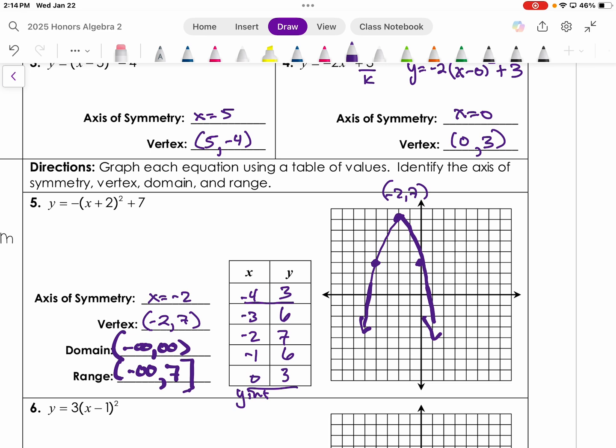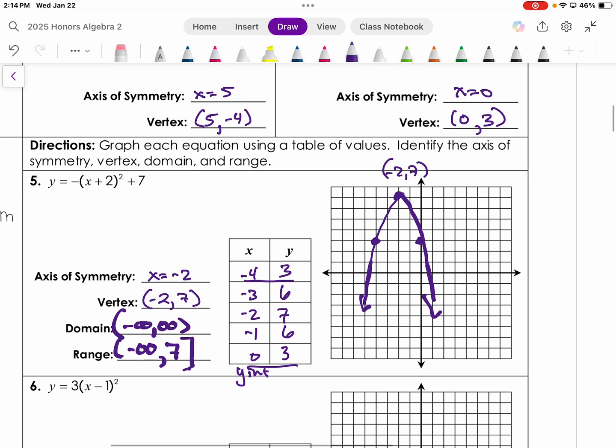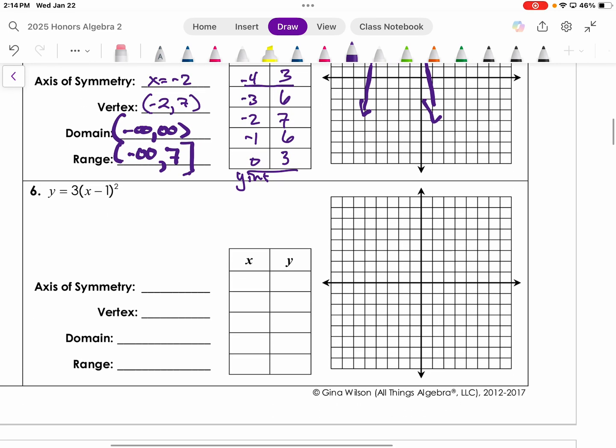We are going to be asked to do domain and range for all those parent functions I introduced to you a couple weeks ago. Okay? All right, number 3. Again, you can work ahead of me.